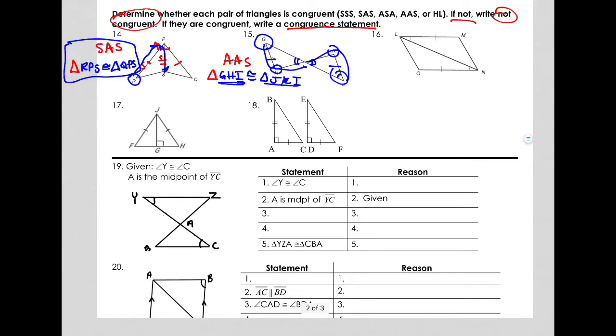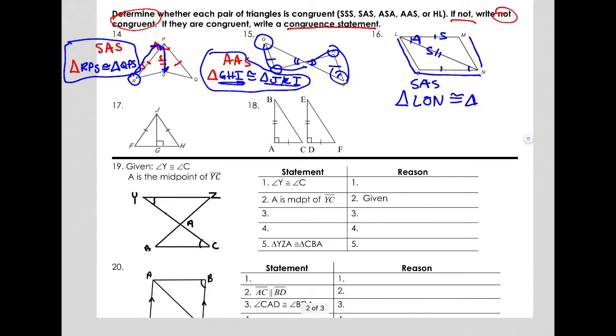Alright. And then number 16, so wait, here's my answers for 15. So number 16, we have looks like a pair of angles there. We have a pair of sides there, and we have a reflexive property there. So side, angle, side. Then we could say that triangle LON is congruent to triangle... So I went across the blank side, then across the one tick mark side. So blank side to the one tick mark side would be NML.